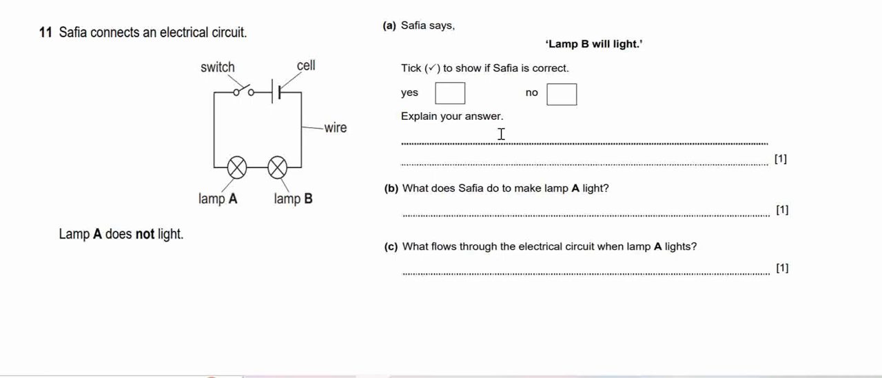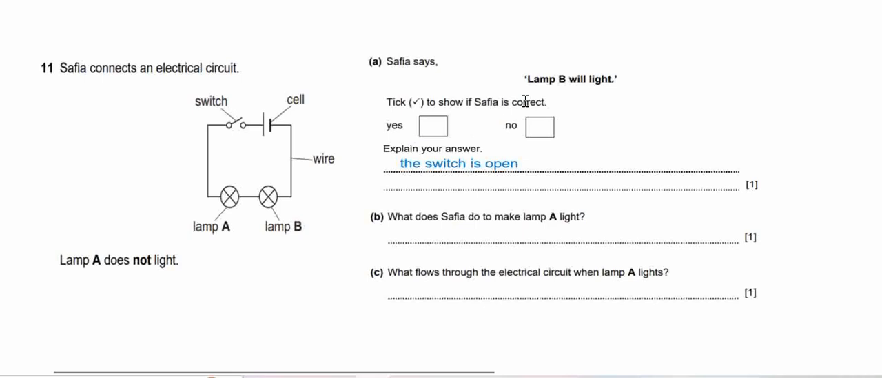Alright, so let's open up the answer. Will lamp B light? The answer is no, because the switch is open here, and lamp B is within the same circuit, so there will be no current flow to light up lamp B. Next question, 11B. Here we go.